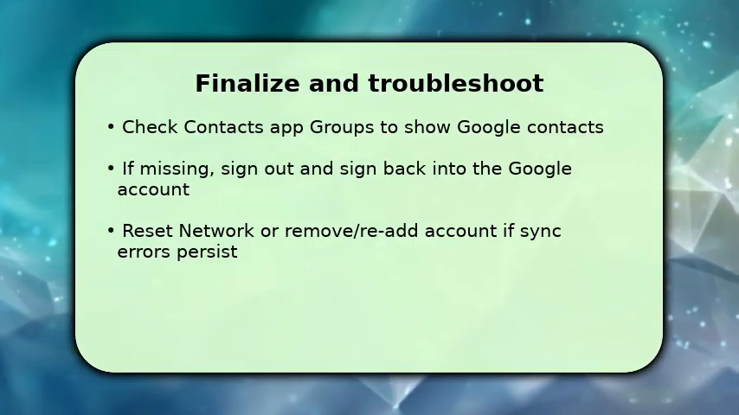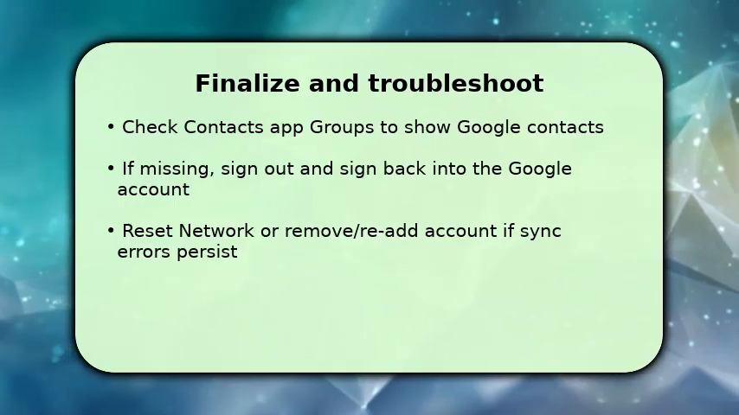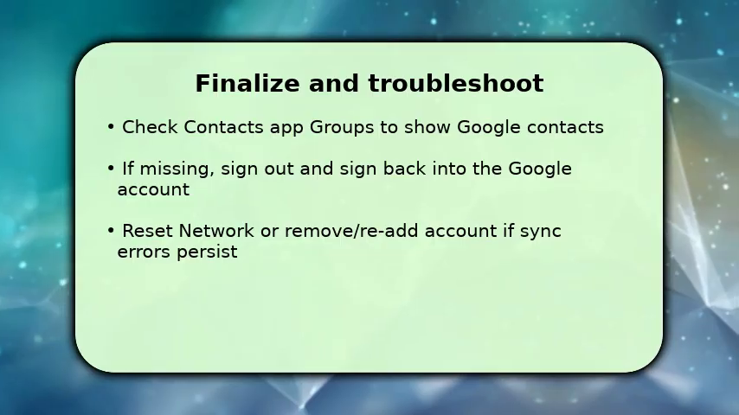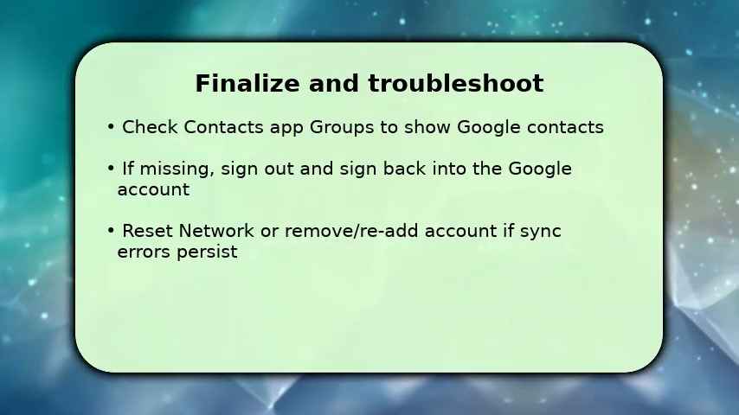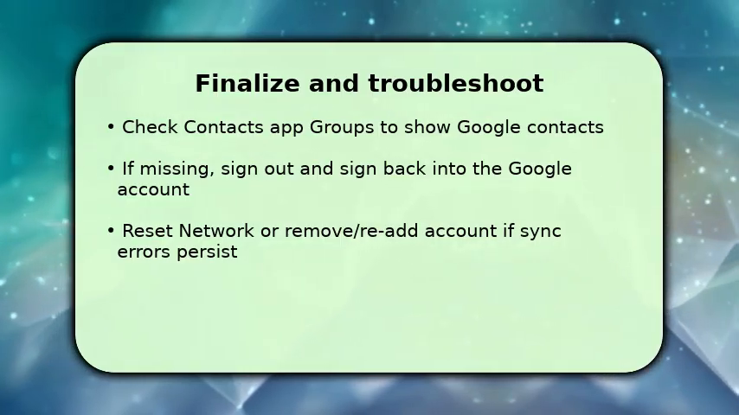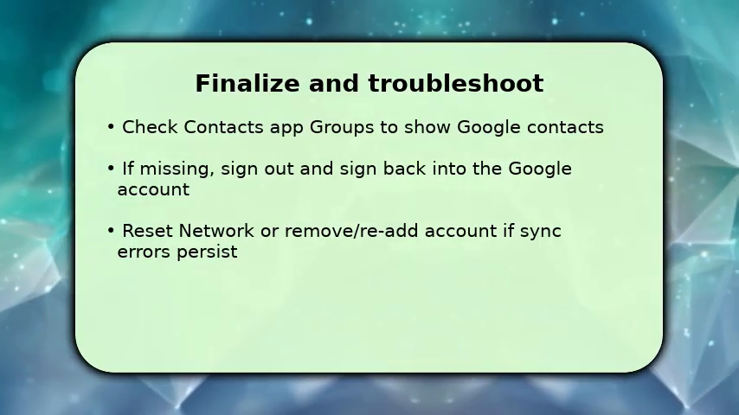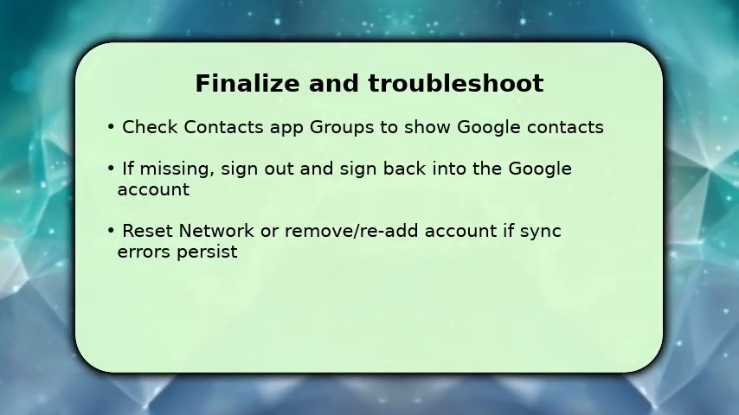If problems persist, sign out of the Google account and sign back in to refresh tokens. This often resolves permission glitches. As a final step, reset network settings or remove and re-add the Google account. If you do that, make sure you have your Google credentials and two-factor device available before proceeding.